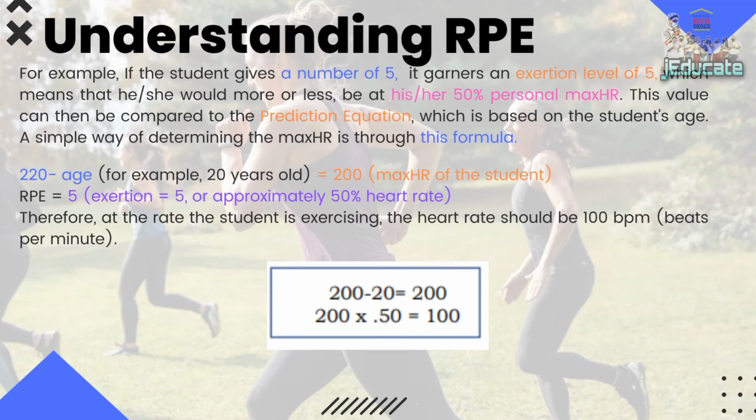A simple way of determining the maximum heart rate is through this formula: 220 minus age. For example, 20 years old equals 200 maximum heart rate of the student. RPE equals 5, exertion equals 5, or approximately 50% heart rate. Therefore, at the rate the student is exercising, the heart rate should be 100 beats per minute.